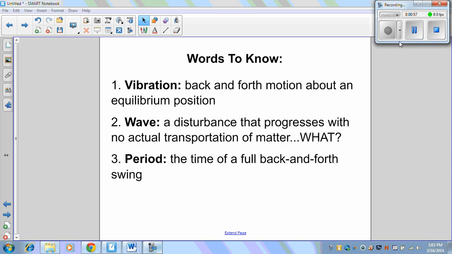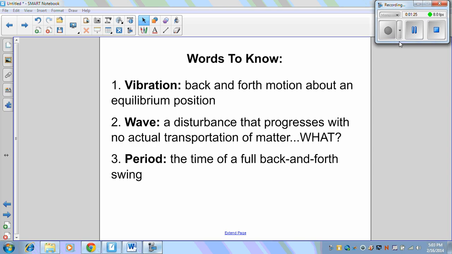The second thing that you need to know is a wave. A wave, by science definition, is a disturbance that progresses with no actual transportation of matter. All that's saying is that the energy from the wave is all that's moving as it moves through material. That material itself does not move. The wave moves through it. So whether it's water, solid, liquid, gas, anything along those lines, the wave does not move the matter.